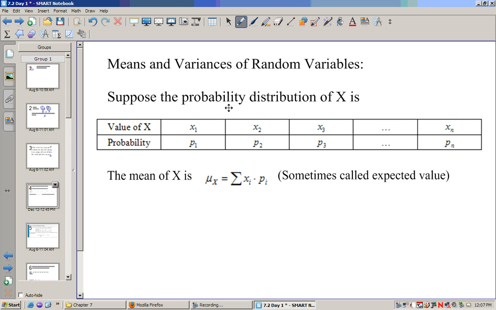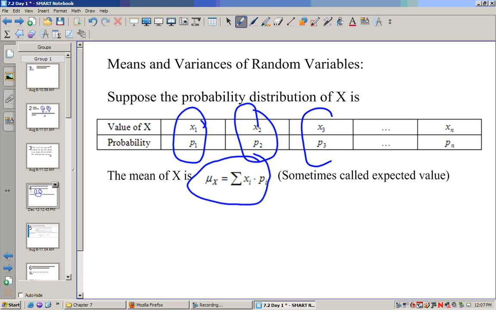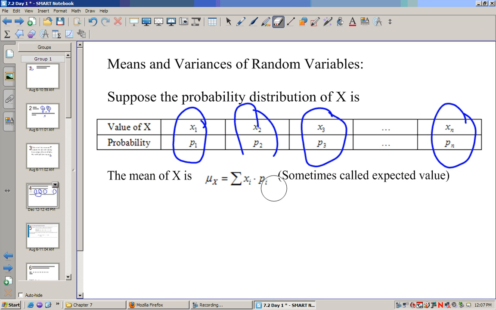Now, if I have any probability distribution, this is our formula. We take our x1 times our probability 1, our x2 times our probability 2, our x3 times our probability 3, and it keeps going till xn times probability n. We multiply all of those together and we add them up. And this is a really shorthand way of writing it. So it's the sum of all x's times their p's. And that's going to be the mu.